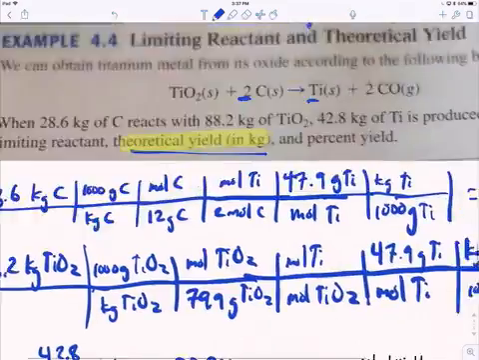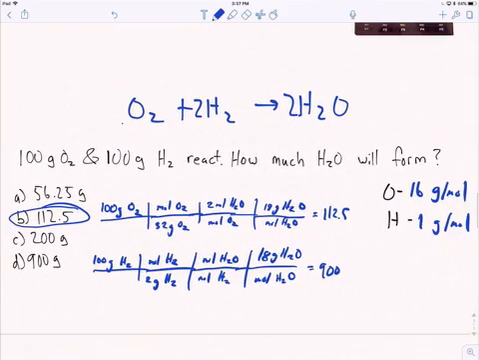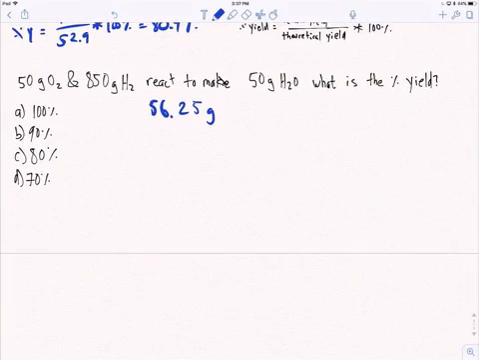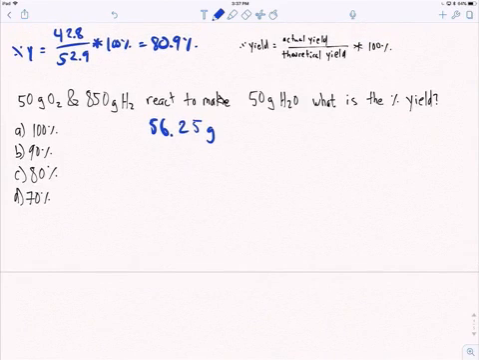So if you look at this previous problem, we had 100 grams, and we got 112.5, right? And oxygen was the limiting reagent. So if instead of 100 grams we had 50 grams, how much product are we going to have? 112.5 divided by 2, which is 56.25. Right, 112.5 divided by 2. I'm just trying to make your life easier.